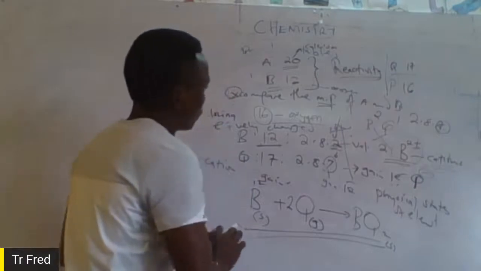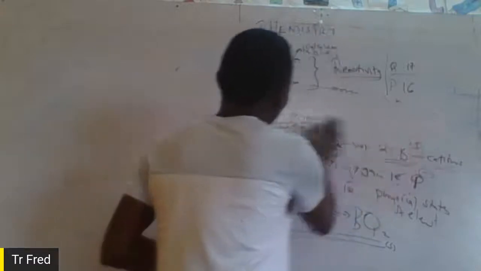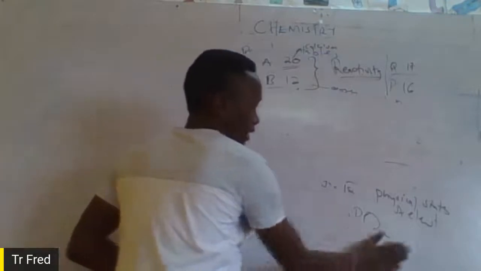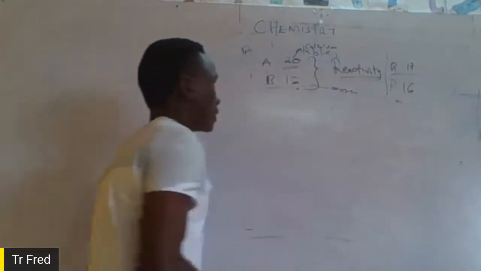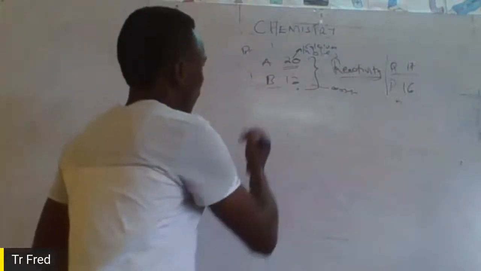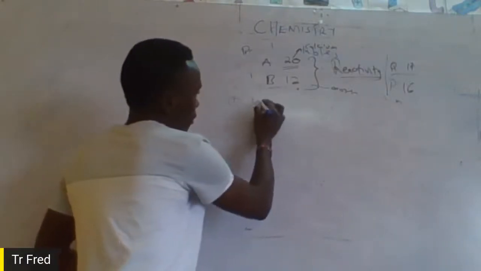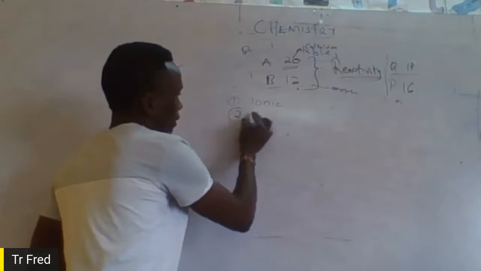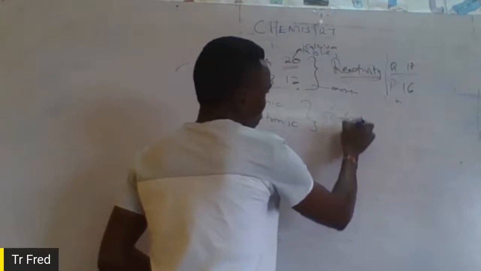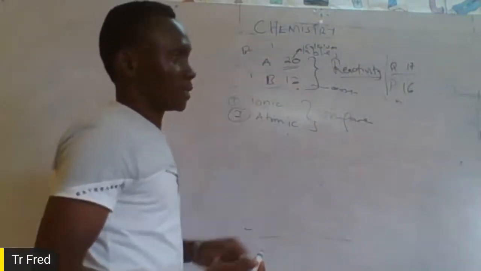Now, the last part of the question, if not the least, tells us to explain the ionic radius and atomic radius of the two elements. Remember, we have elements A and B, where A has atomic number 20 and B has 12. We are being asked to compare the atomic and ionic radius of the two elements.